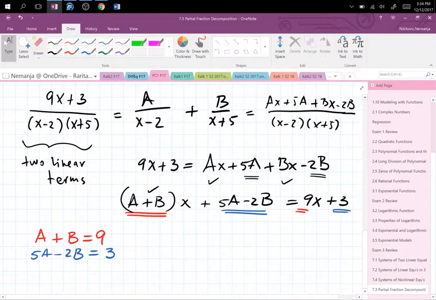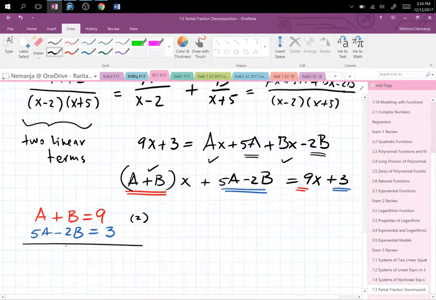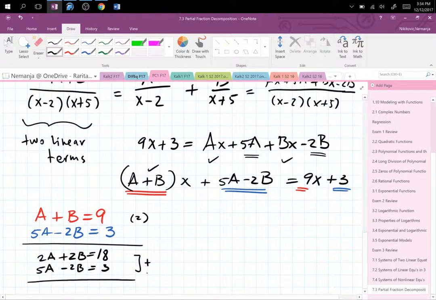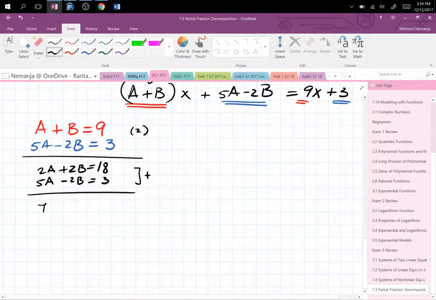Use whatever method you know to solve the system. I don't care whether it's substitution or elimination. So times 2 on the top, we can do elimination. That's going to give me 2a plus 2b equals 18, and then 5a minus 2b equals 3. We add them. We have 7a equals 21, a equals 3. If a equals 3 and a plus b is equal to 9, then b must be 6.